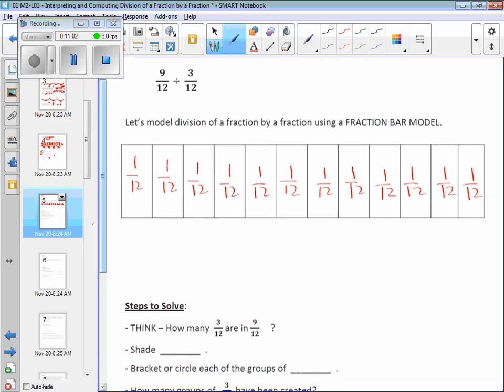Think of it this way. How many 3/12 are in 9/12? Well, how many boxes do you shade first? We're going to model it first. How many boxes do you shade? Joe? 9. Shade 9. The first number typically tells you how many to shade. Lightly shade 9.